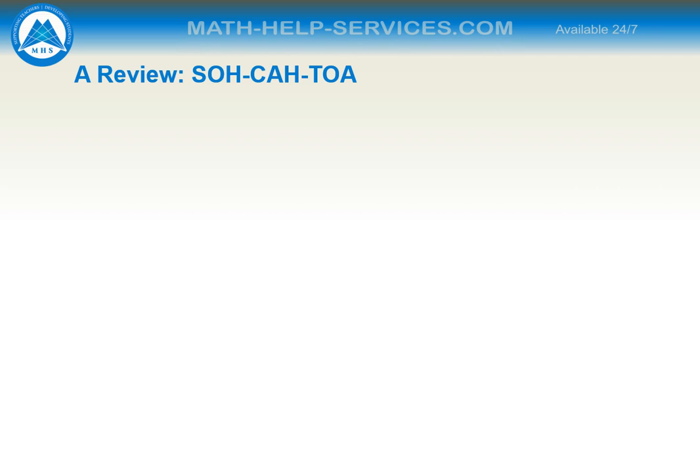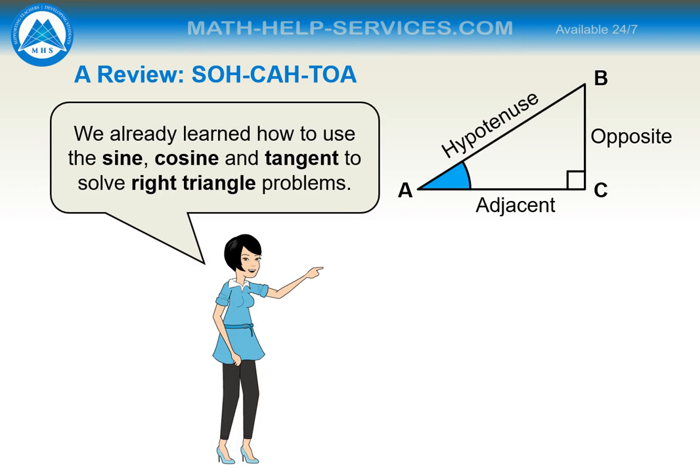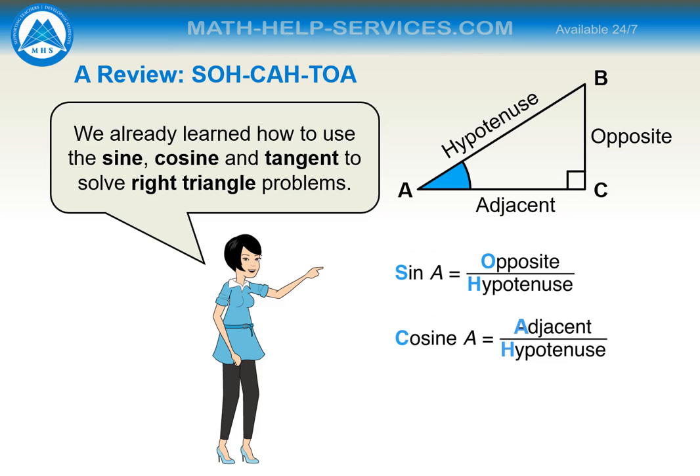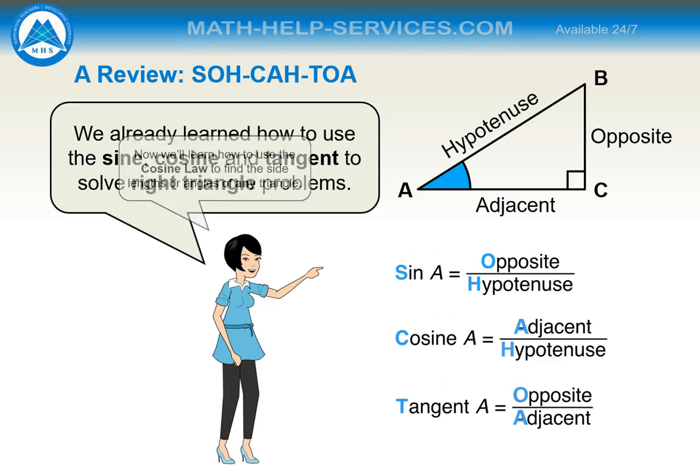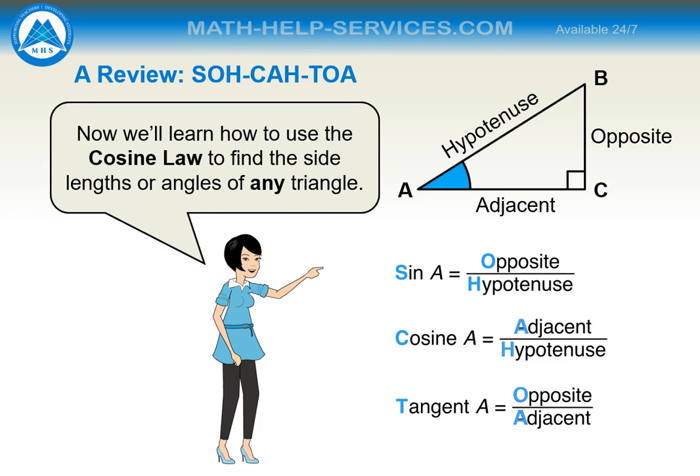Let's start by reviewing SOH-CAH-TOA. We already learned how to use the sine, cosine, and tangent to solve right triangle problems. Remember, the sine of angle A is the opposite divided by the hypotenuse. The cosine of angle A is the adjacent divided by the hypotenuse. And the tangent of angle A is the opposite divided by the adjacent. Now we'll learn how to use the cosine law to find the side lengths or angles of any triangle.